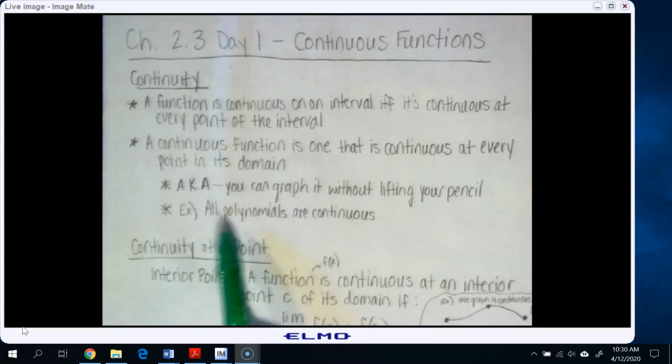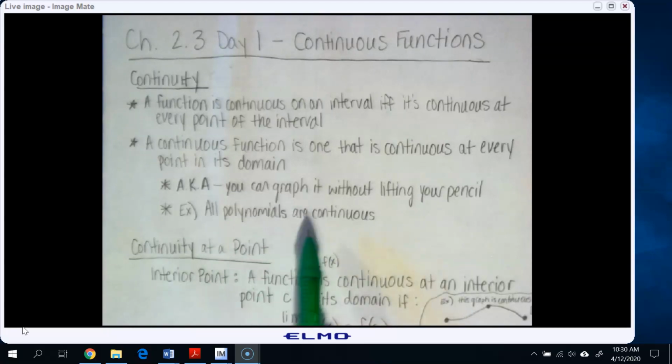Another side note is that all polynomials are continuous. So if you just have a quadratic or a cubic or a quartic, anything like that, if it's a polynomial, it's automatically going to be continuous.